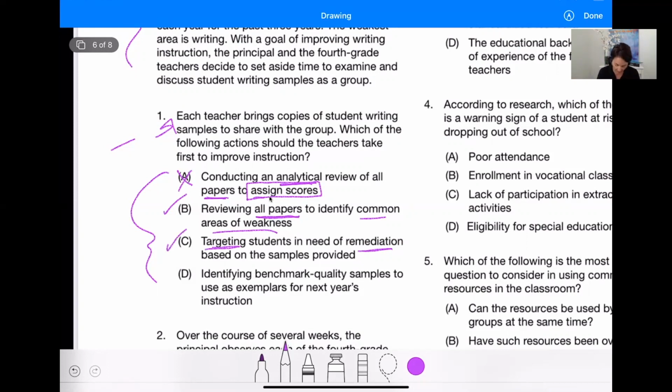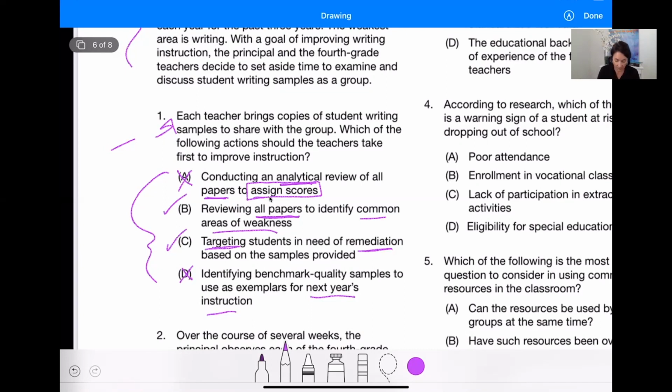Let's go with D. Identifying benchmark quality samples to use as exemplars for next year's instruction. Next year's instruction. That seems a little far ahead. I have a feeling this question is about this year's instruction. Typically, we're not thinking about that unless it's brought up in the scenario. I'm going to just cross off D and focus my attention on answers B and C.